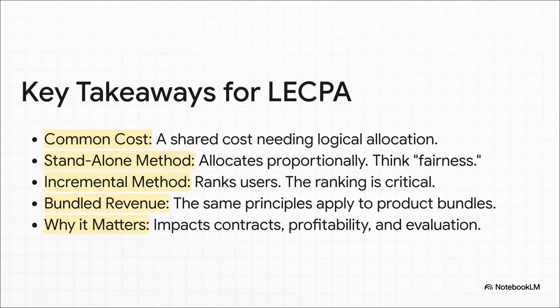All right, time for the final lightning round. These are the absolute non-negotiables you have to know. A common cost is just a shared cost. The standalone method, think fairness and proportions. The incremental method, ranking is everything. Bundled revenue is just the same principles but flipped. And why does it matter? Because it hits everything. Contracts, profits, and even how people's jobs are evaluated.